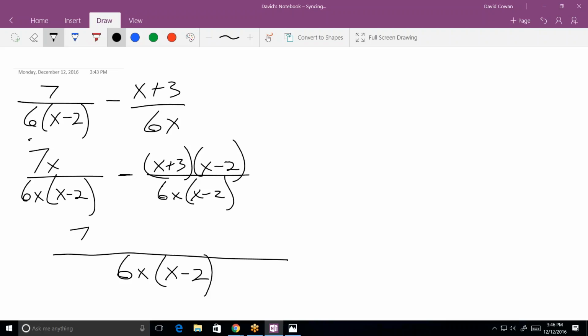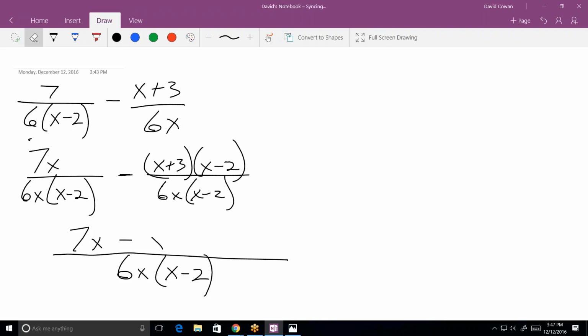What do we got on top? 7x minus x plus 3 times x minus 2. Okay, now you got to be a little careful here. Give me the complete answer. 7x minus x plus 3 times x minus 2. Multiply those out. Definitely need to multiply those out at this point. Because you see that we got subtraction going on. So the numerator is not going to be pure multiplication.